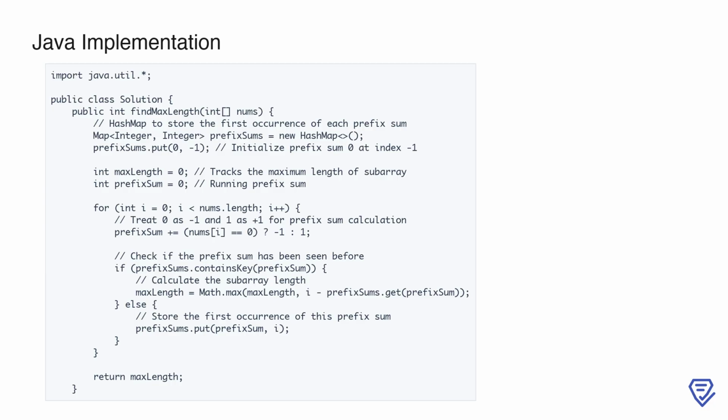We initialize this map with a key value pair of 0 mapped to -1, which accounts for cases where the subarray starts at the very beginning of the input. We also define two variables, maxLength to keep track of the maximum length of such subarrays and prefixSum to calculate the running prefix sum as we iterate through the array. Now, as we loop through the array, we update the prefix sum by decrementing it when we encounter a 0 and incrementing it when we encounter a 1. This transformation helps us treat the problem as finding subarrays with a net sum of 0.